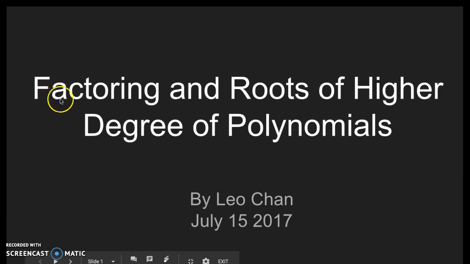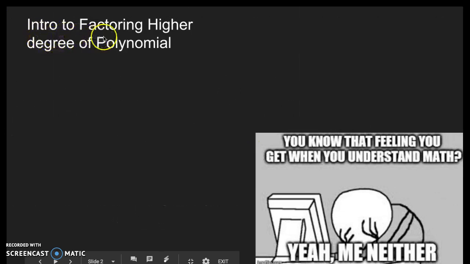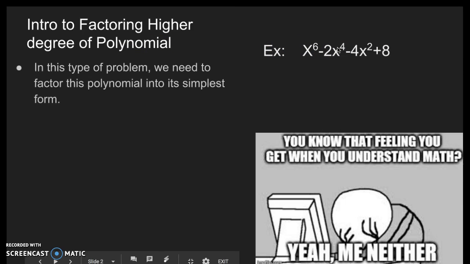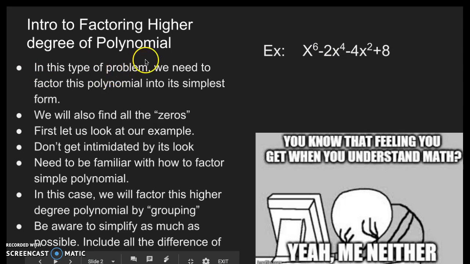Today we're going to learn about factoring and roots of a higher degree of polynomial. First, let's start with the introduction for factoring higher degree of polynomial. That's our example. We're going to factor this polynomial today. So, in this type of problem, we need to factor this polynomial into its simplest form. We'll also find all the zeros.